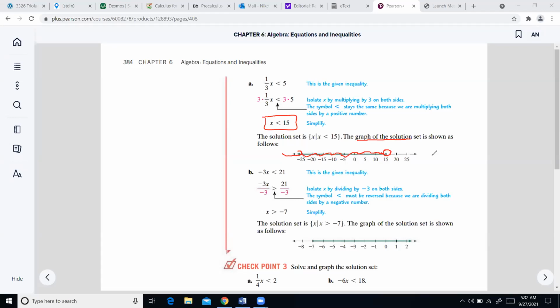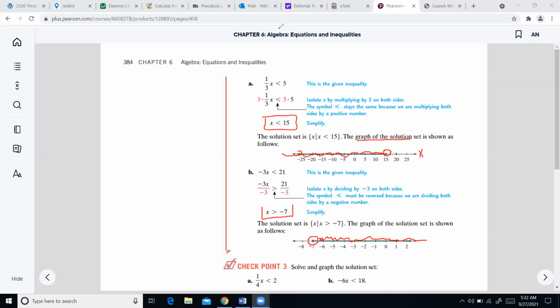So if your x variable is smaller than 15, then all numbers x that are on the left side from 15 will solve this inequality. And if your number x is greater than -7, then all numbers are on the right. So greater means numbers are on the right. So all numbers on the right from -7 will be our solutions. So inequalities can also be graphed, and that's the idea of this section as well.